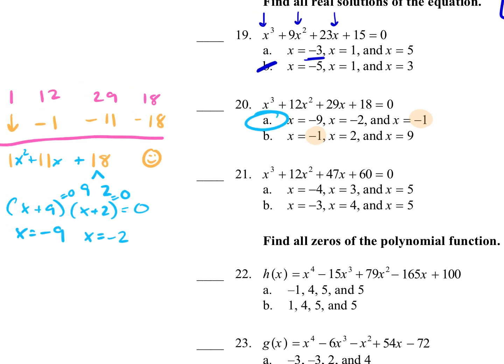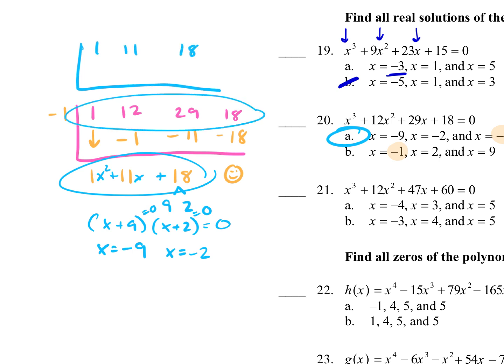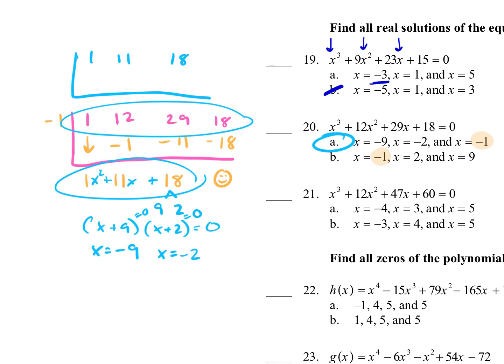Your other option would be to do synthetic division again. You can do it with these numbers if you wanted to, 1, 11, and 18, or you could do it with the original numbers. And you could do the same thing that you did in the first step, but pick -2 or +2, and that'll eliminate your other two answer choices. So use your answer choices to help you. Or you could just factor after you do the first step.